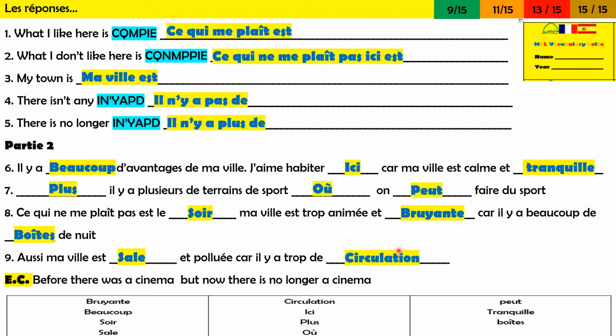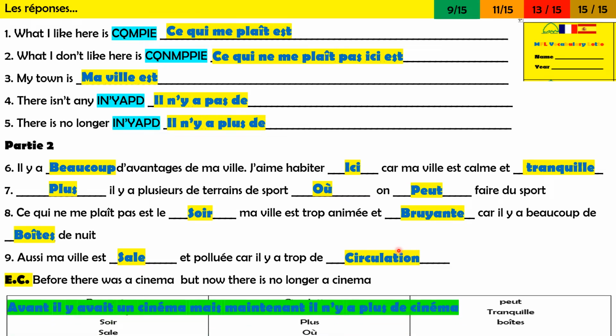I love that in your 5-minute time limit. Double mark if you get it absolutely spot on. I don't think you will. It's our extra challenge for today, talking about before using the imperfect tense. So it says before there was a cinema, but now there is no longer a cinema. This is a beautiful sentence. You should have: avant il y avait un cinéma, mais maintenant il n'y a plus de cinéma.